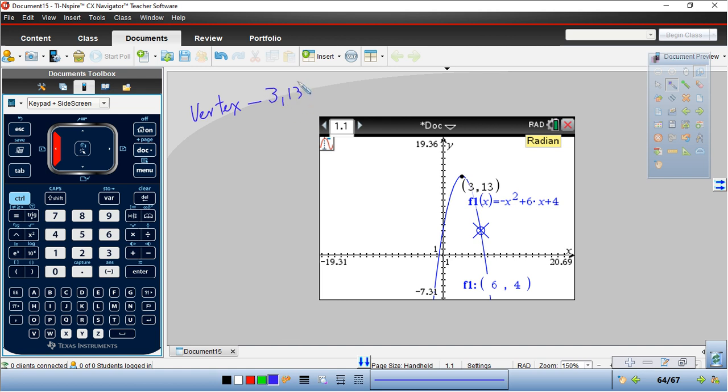3, 13. Excellent. Can anybody give me the axis of symmetry? I'm going to stop there because I don't know how to spell symmetry. I don't know if it has two M's or one M. Oh, it has two M's. Does anybody know the axis of symmetry? Christopher put 6. Okay, Chris. Anybody else?